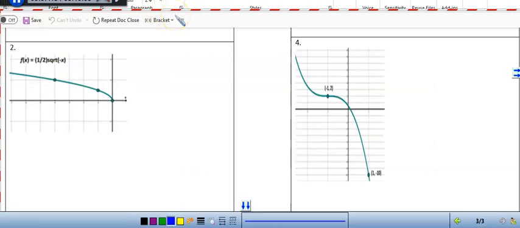So for number 2, my parent function this time is the square root function. I see that there's a reflection over the y-axis, and there is no moving left or right. It still stays here. So normally it looks like this. It goes right 1, up 1. And so it stays in the same spot, 0, 0. So there is no movement left or right.